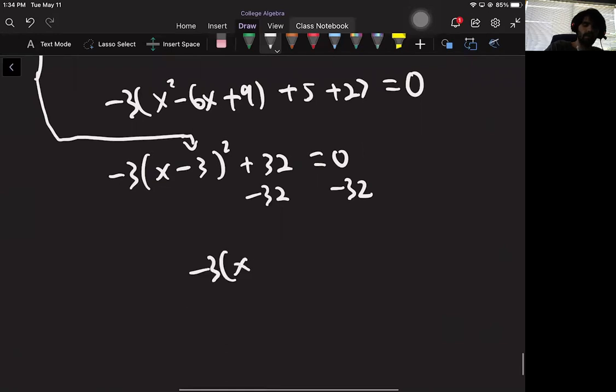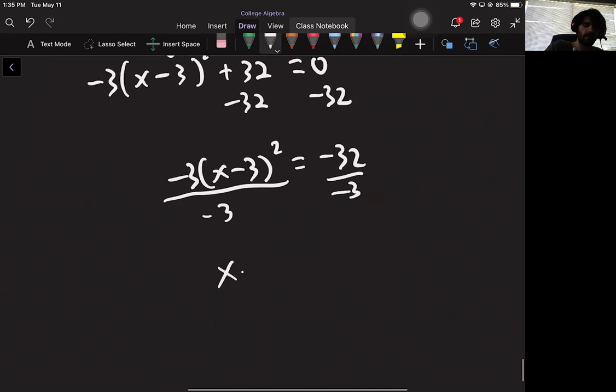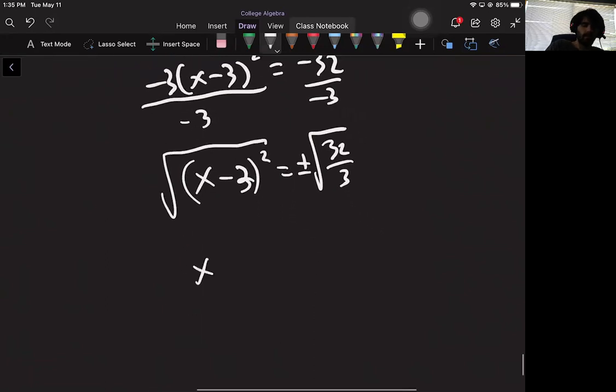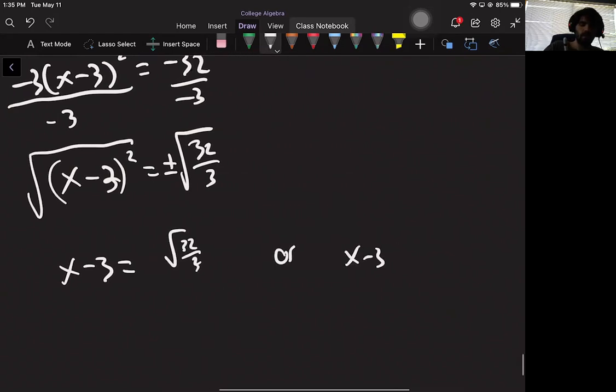And this is now the smooth sailing part. We're just about done. Just divide both sides by -3. So the negatives will cancel, but unfortunately we're stuck with another fraction. And now I can square root both sides, which introduces a plus or minus, and that gives me 2 equations to solve. This one, positive square root, and this other one, negative square root.